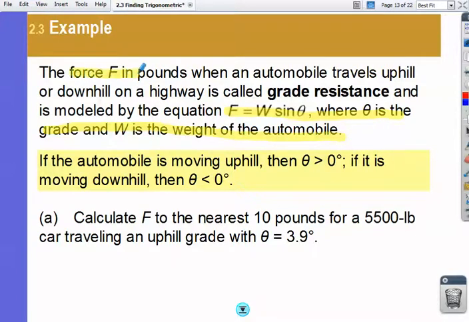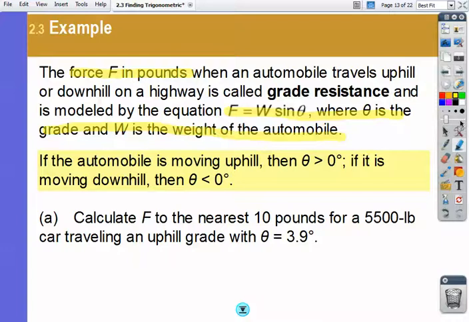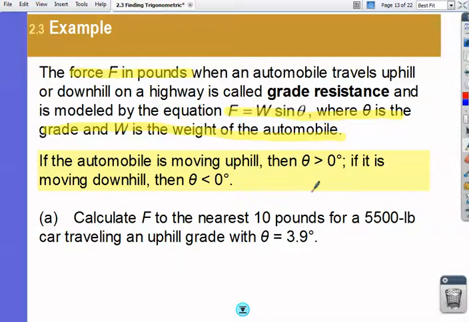What does F stand for? The force in pounds. Then I also told you if the automobile is moving uphill, then theta is greater than 0. If it's moving downhill, theta is less than 0. Seems reasonable. Okay, calculate F to the nearest 10 pounds for a 5,500 pound car traveling an uphill grade with theta equal to 3.9 degrees.